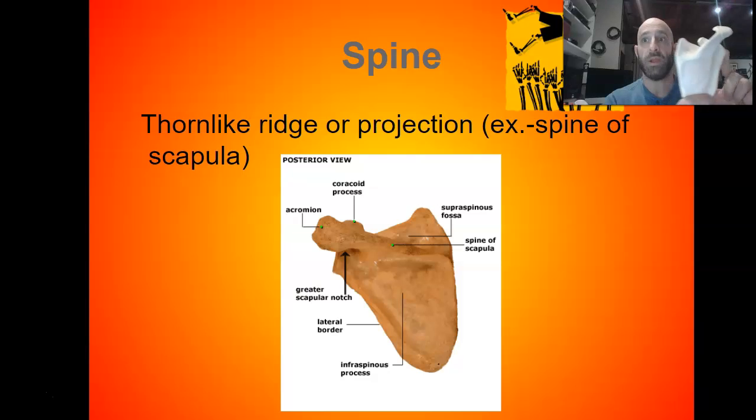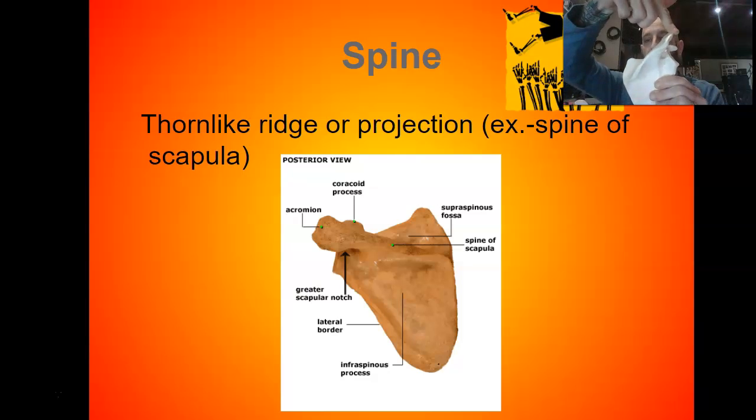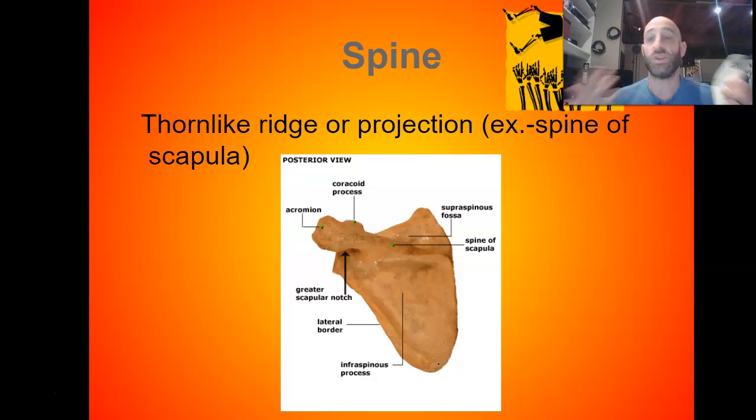So for example, this would be the middle of your back here, and you would follow, sorry, it's hard to do this from this angle. This would be the middle of your back here, and you would follow that spine all the way up to the edge of your shoulder. So that's called a spine, and that is a ridge-like projection.